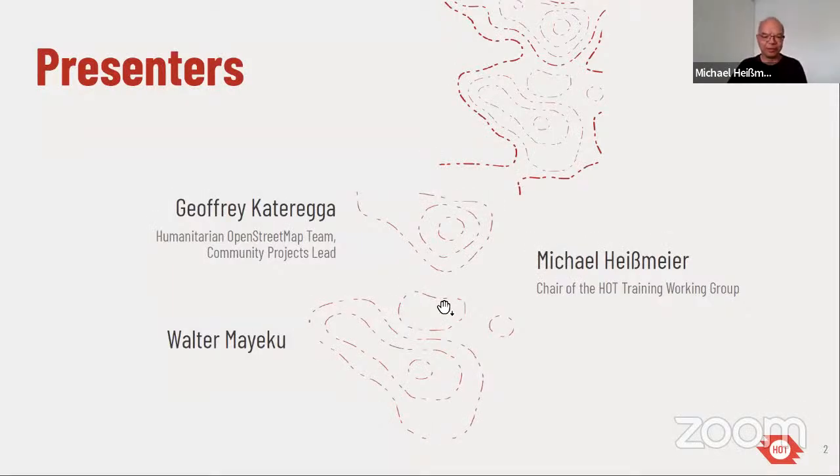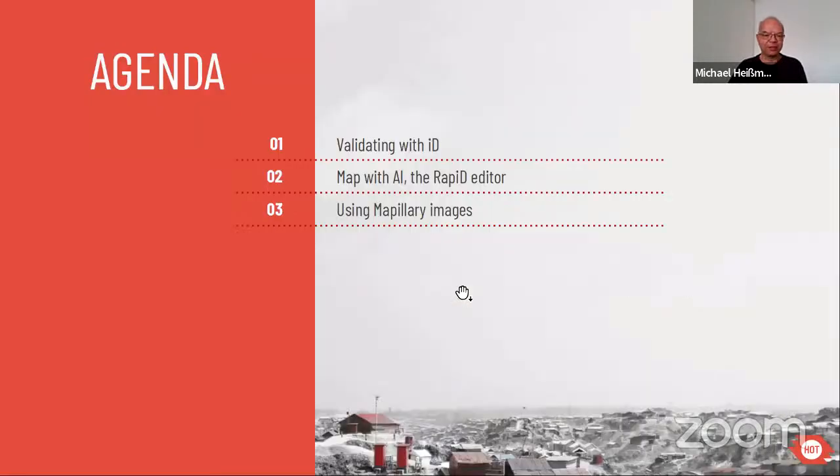Walter will be presenting the first part. He will give you an idea how ID can be used for validating, talk about all the issues reported there and things you need to know for that. After that, I will take over and tell you anything you need to know about mapping with the Rapid Editor with machine learning or artificial intelligence. And finally, Jeffrey will be showing you how you can use Mapillary within ID.